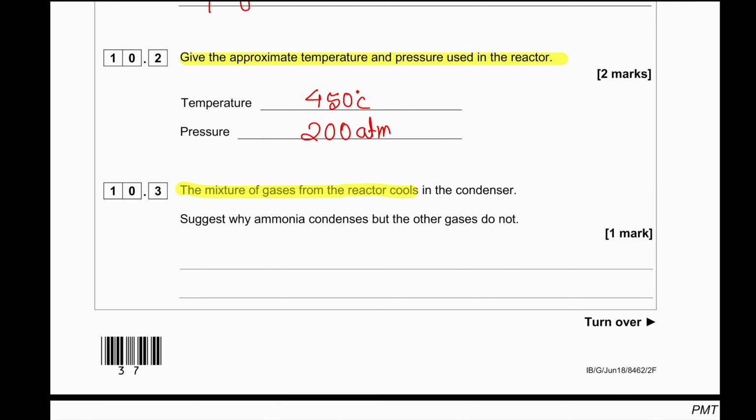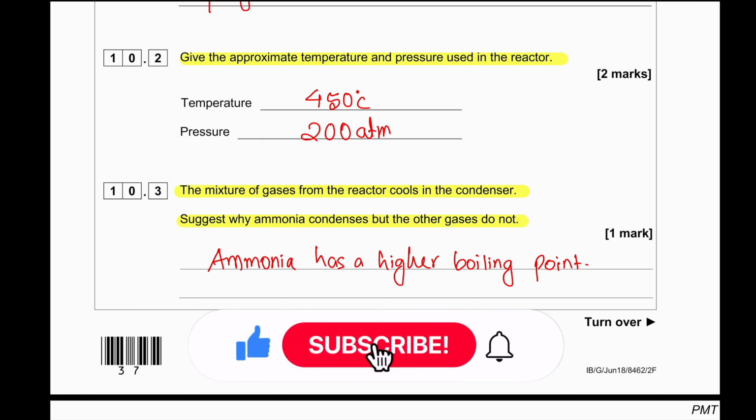The mixture of gases from the reactor cools in the condenser. Explain why ammonia condenses but the other gases do not. Ammonia has a much higher boiling point, so it can easily condense when compressed and cooled down. However, other gases such as hydrogen and nitrogen have a very low boiling point, so they don't easily condense.